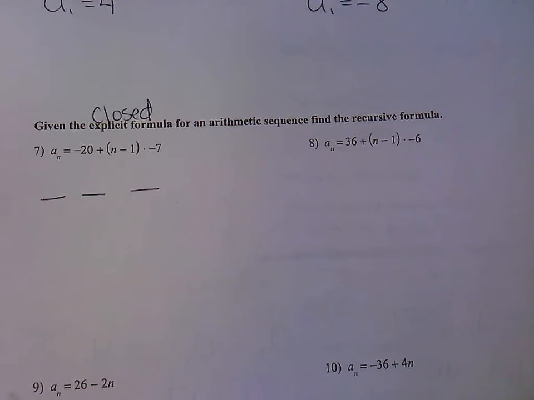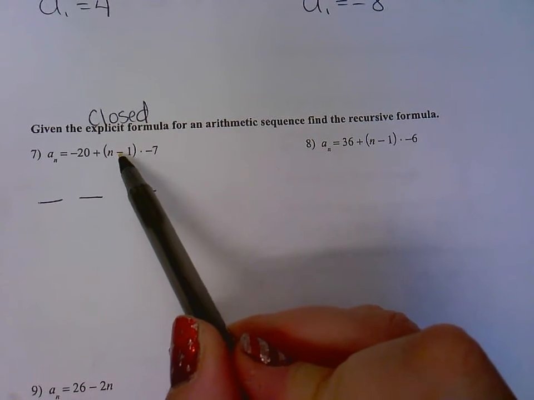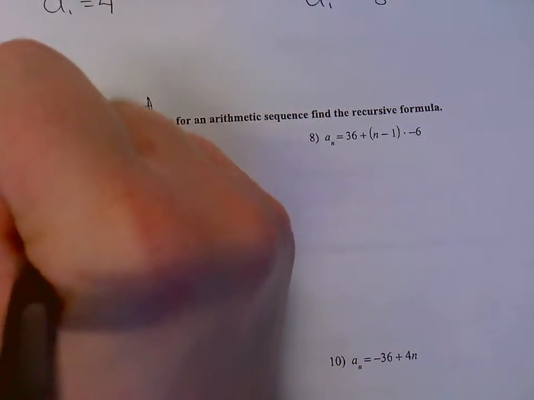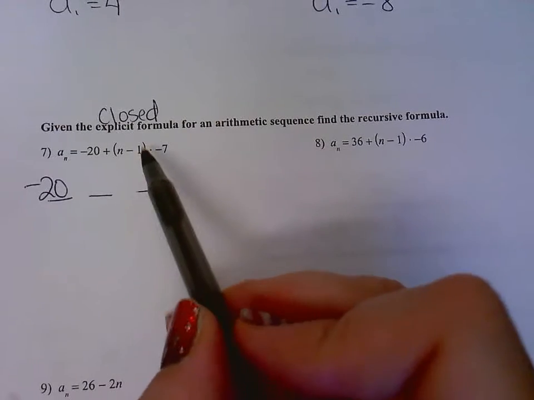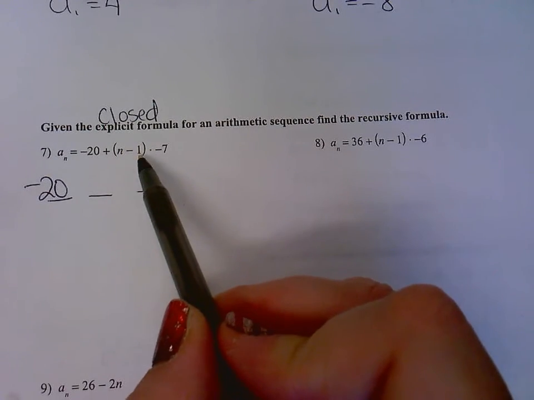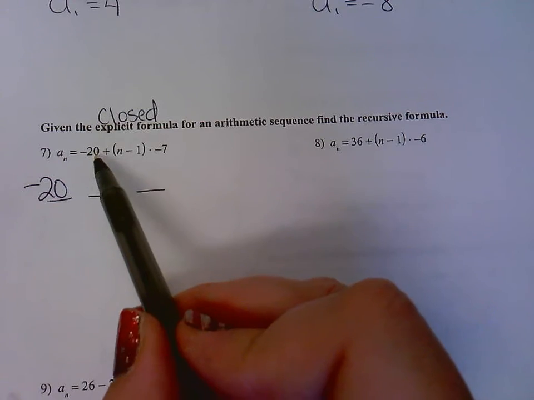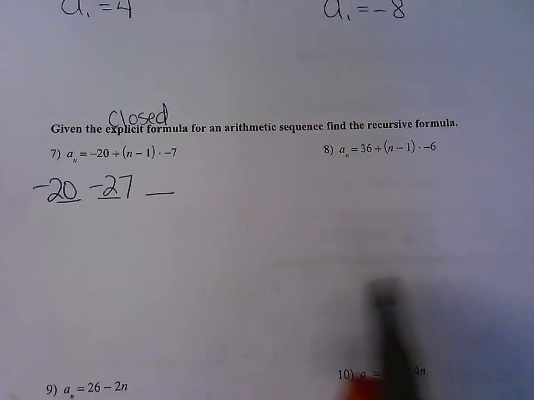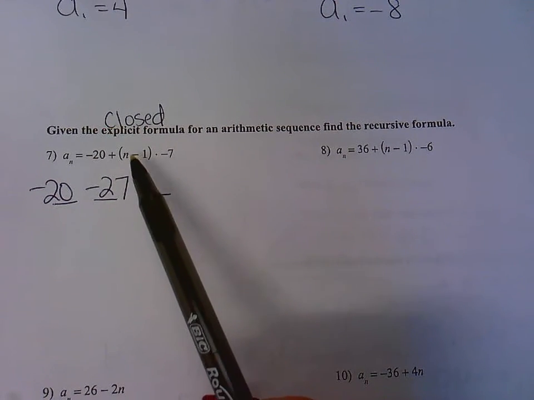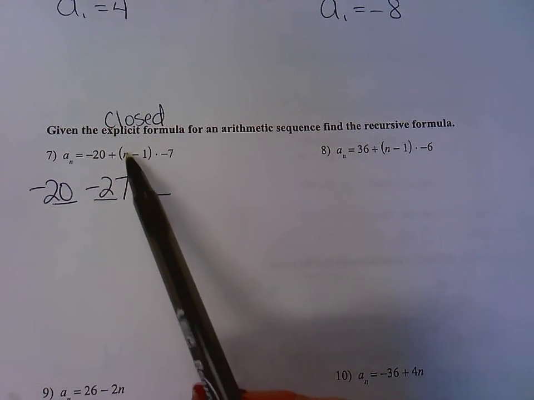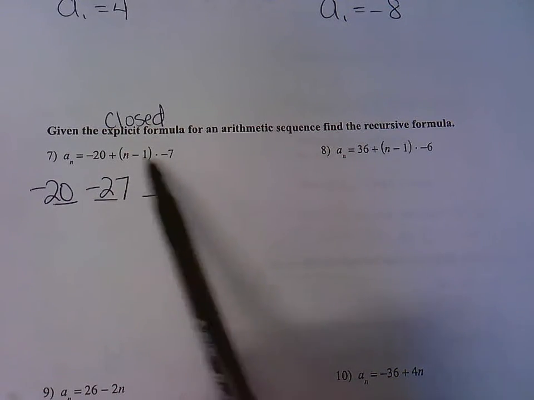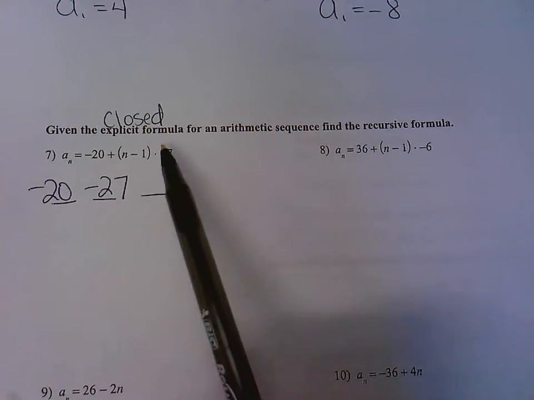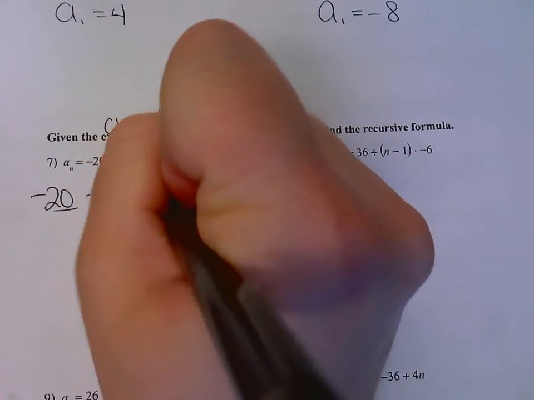So if I plug in 1, 1 minus 1 is 0, right? So I'm starting with just the number negative 20. Then when I plug in 2, 2 minus 1 is 1. So I'm taking negative 20 and I'm subtracting 7. So I'd be at negative 27. Then when I plug in 3 for term 3, this becomes 2. So this becomes negative 14. So I'm taking negative 20 and subtracting 14. So then I would be at negative 34.